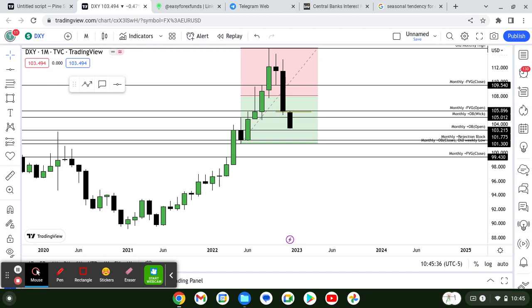So we're going to determine the current market profile. So the current market profile is bullish. So we should look for continuation trades from discount arrays.